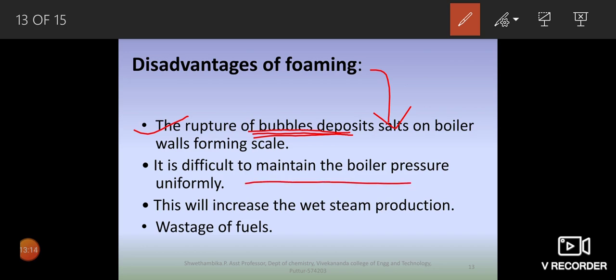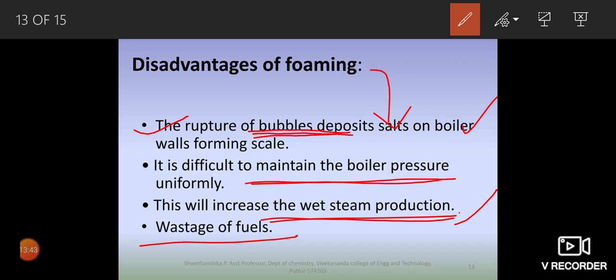Then it is actually very difficult to maintain the boiler pressure. Whenever a large amount of bubbles are formed, the pressure inside the boiler would be varying. This will increase the wet steam production. Actually, foaming indirectly is the reason for scale formation as well as the priming process. Foaming indirectly causes scale, indirectly causes the priming to happen, as well as wastage of fuels would be taking place because the boiling rate is changed.